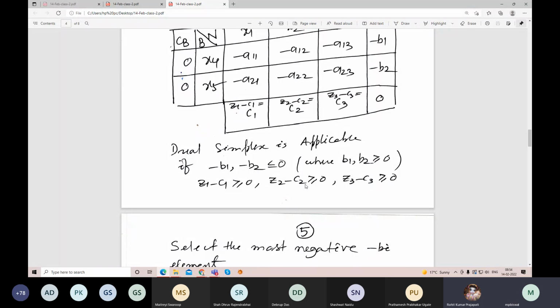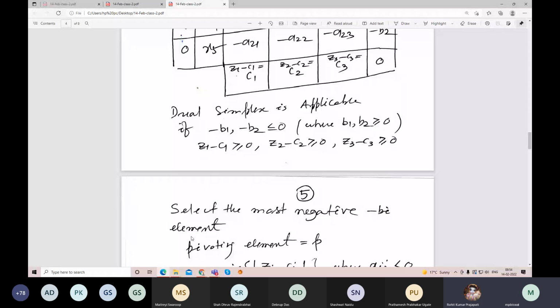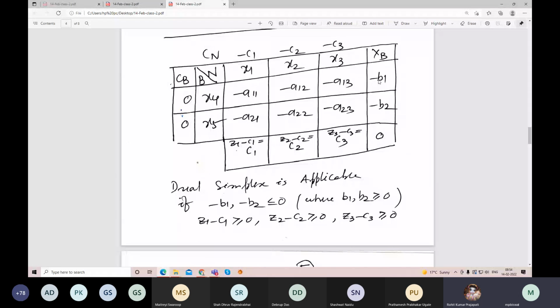Earlier you were selecting the most negative indicator element, first calculating the entering variable, then the departing variable. Here it is just the reverse. Select the most negative minus bi element. Let us say minus b1 equals minus 50 and minus b2 equals minus 60. Which one will I select?